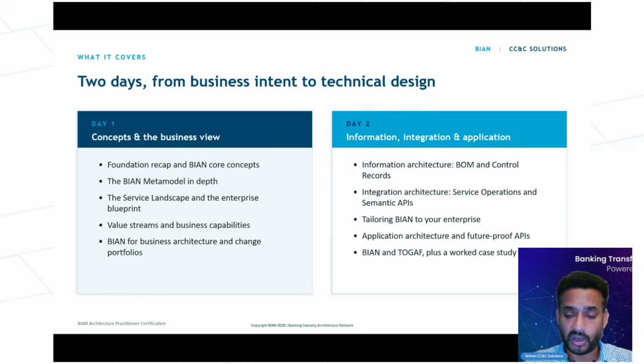Day 2 really starts to get into your application from an information integration and application design perspective. So it starts to get more into the depths of BIAN's information architecture. And then related to that, it covers the integration architecture. It also focuses on a very, very important topic, which is how do you correctly tailor BIAN to your enterprise?